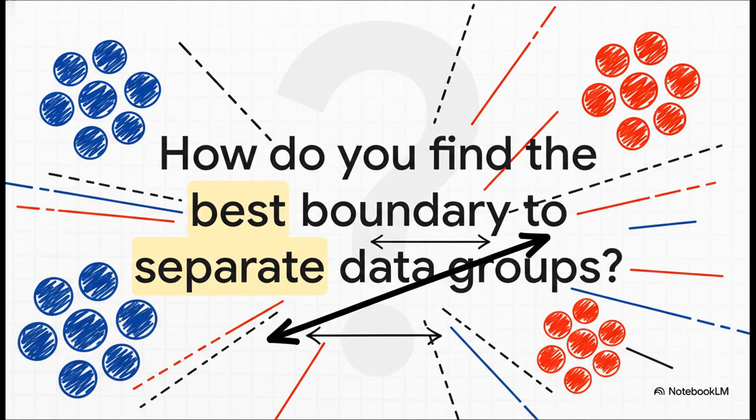Look at these groups of data. You could draw a ton of different lines to split them up. But which one is the best one? LDA has a really specific, really genius answer to this. It says the best line is the one that does two things at once. It pushes the centers of the groups as far apart as possible, while at the same time, it squeezes the data within each group as tightly together as it can. It's all about maximizing that class separation.